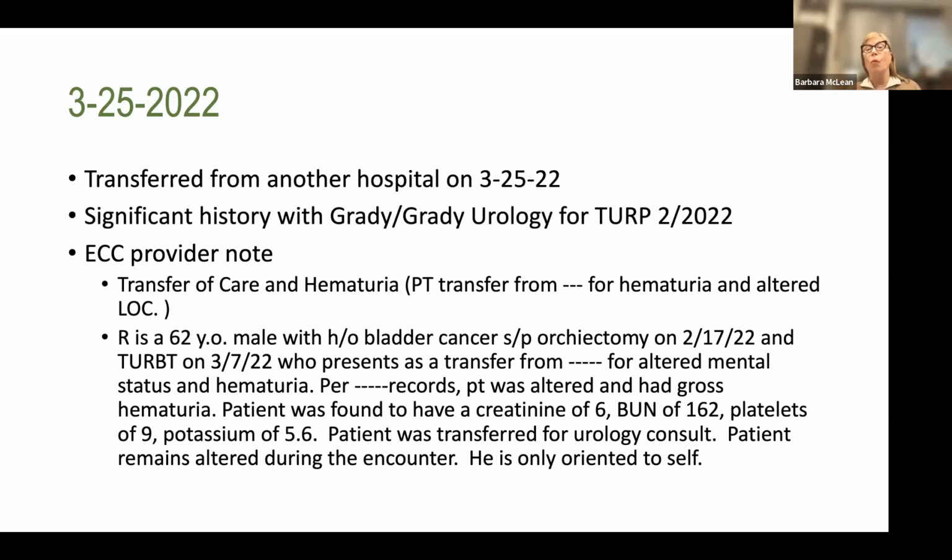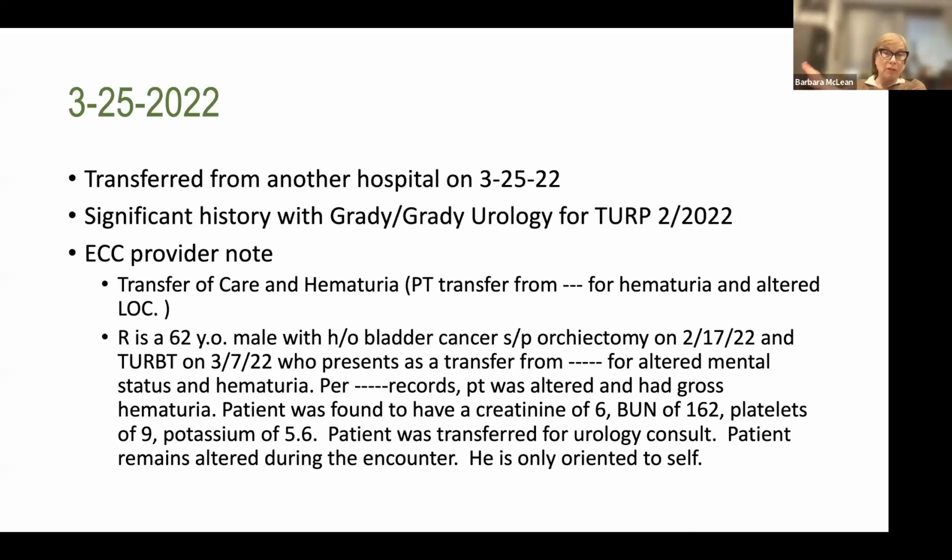So this patient is significant. He's been with us before. He had a TURP in 2/2022, and now he's coming to us at the end of the month of March in 2022. The ECC provider note says this patient was transferred to us. He has hematuria, and he was transferred from somewhere else for his hematuria and for a significant change in his level of consciousness. Now, he's a 62-year-old man. He has a history of bladder cancer, orchiectomy, and a TURBT on 3/7/22.